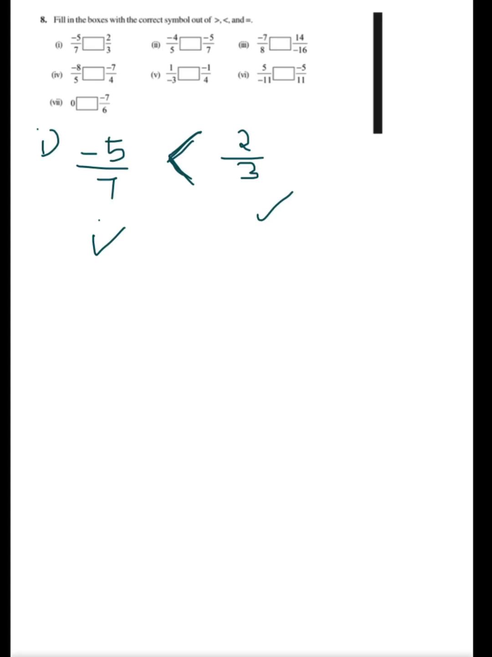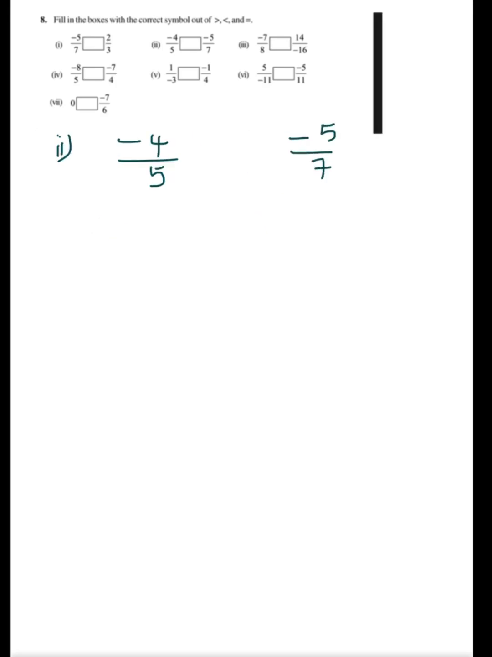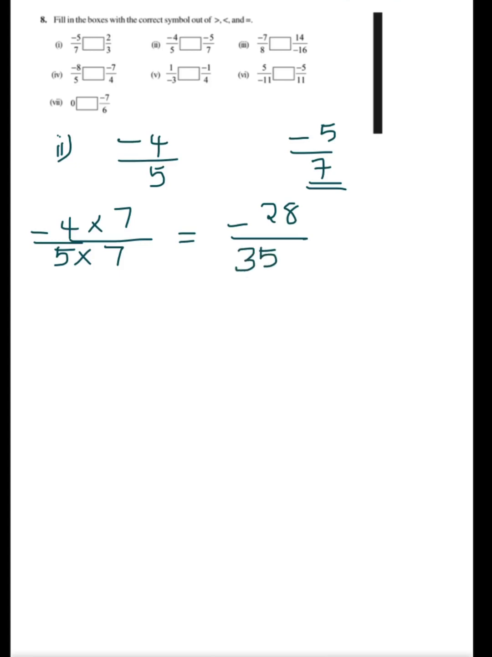Now let's see the second question. The second one is minus 4 by 5 and minus 5 by 7. So in order to say which one is greater, you need to always make their denominators the same. So for making their denominators the same, let's multiply the first rational number with the denominator of the second. Both numerator and denominator you have to multiply with the denominator of the second, that is 7. So you will get what? Minus 28 by 35.